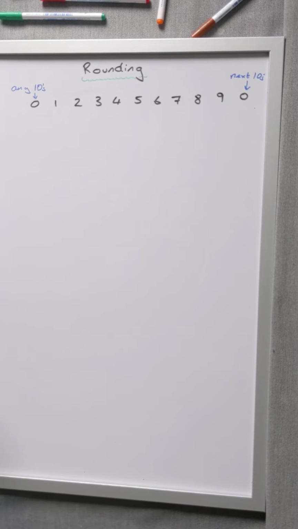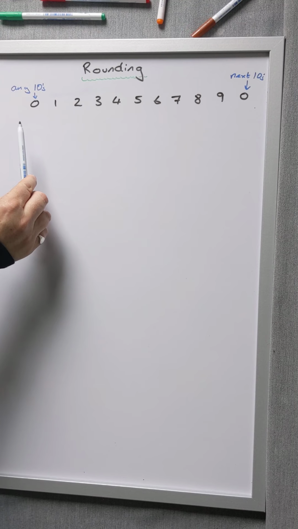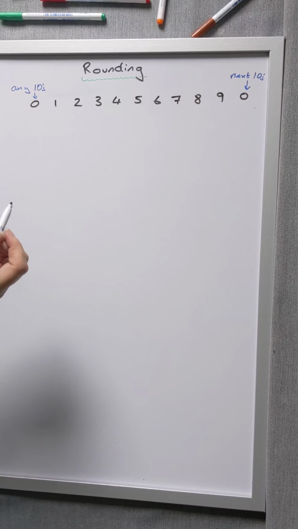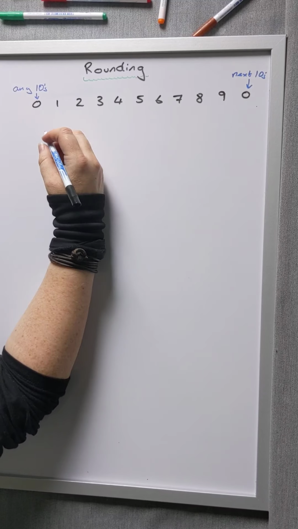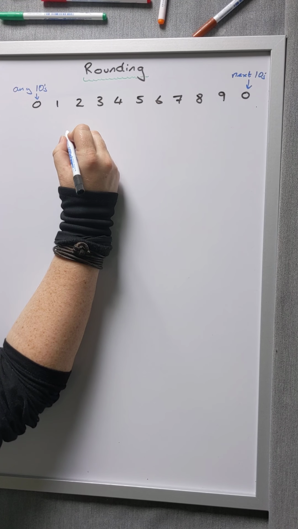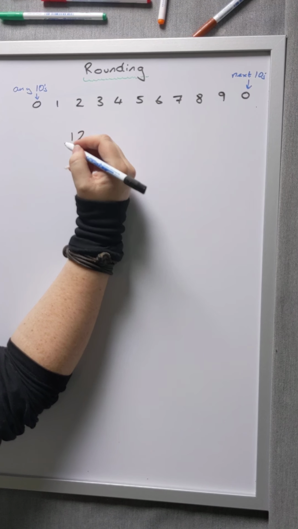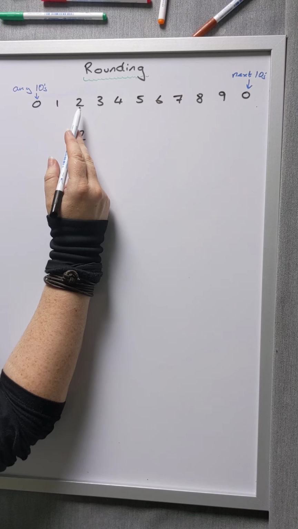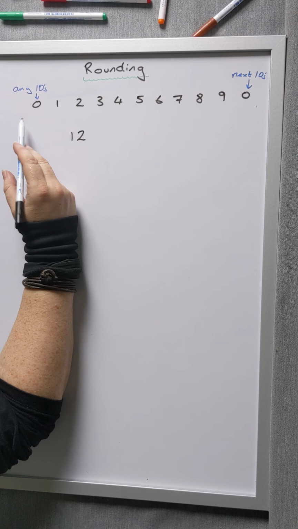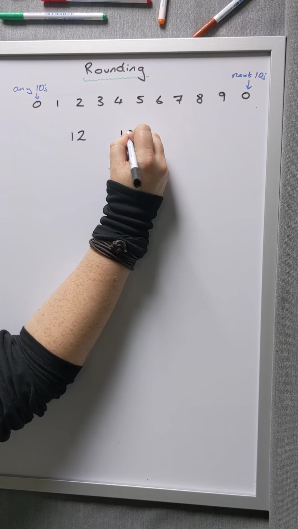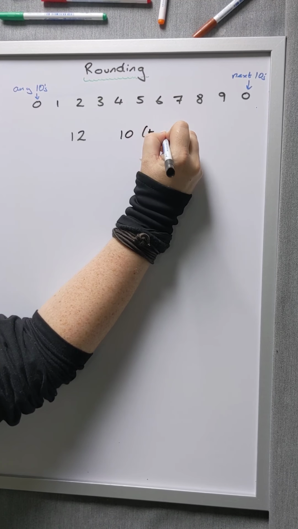In this video we're going to look at rounding. Now when you're rounding a number, you can either round up to the next tens or round down to the original tens. So to give you an example, if I had a number that was 12, to its nearest 10, it's closer to the bottom, so it's closer to 10 than it is to 20.